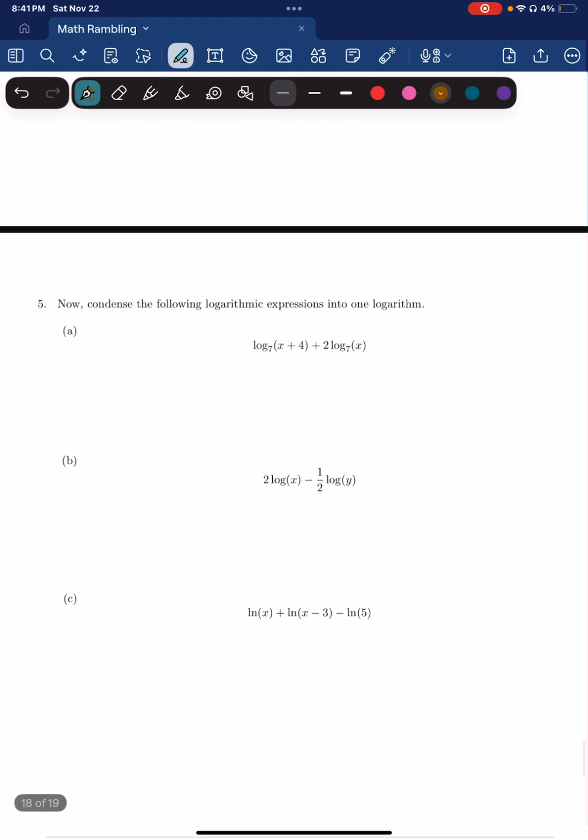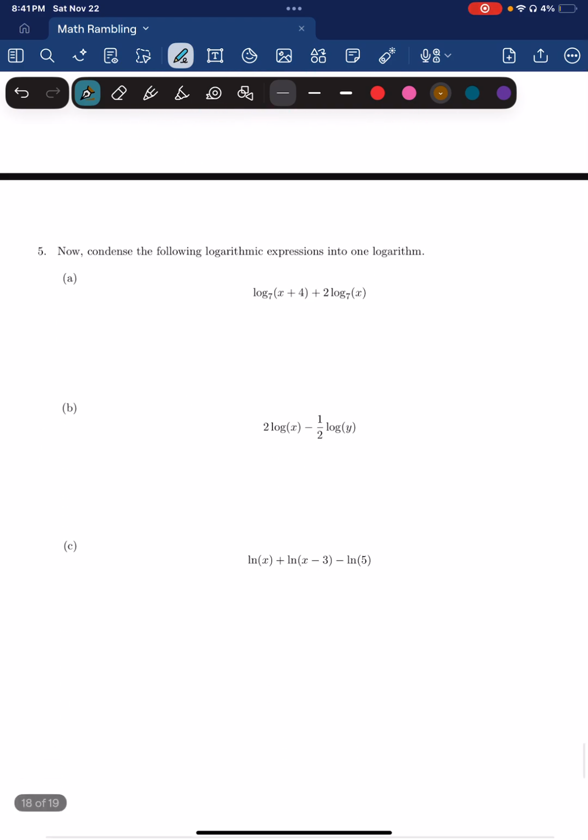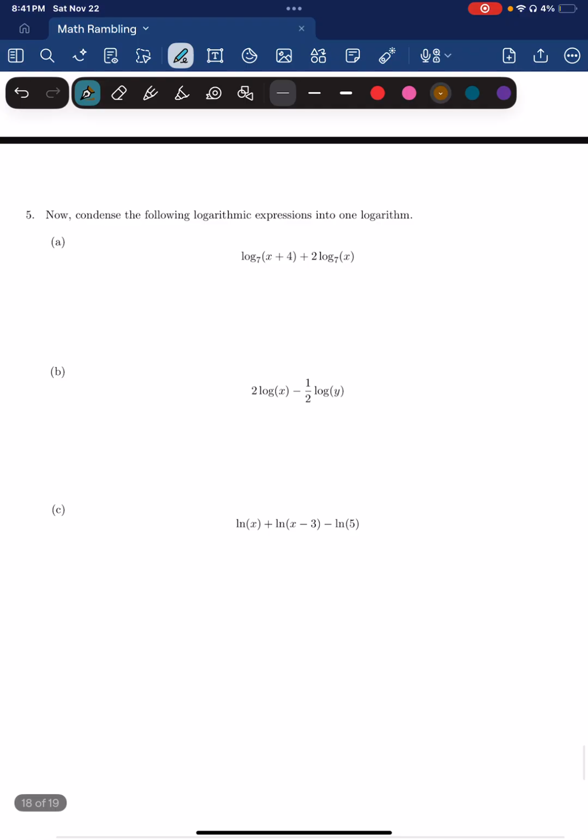All right, now condense the following logarithms into one logarithm. So it's basically what we just did, except backwards. Okay, coolio. If I did it one way, I could do it the other way, right? That makes sense. I just found a staple. Okay.